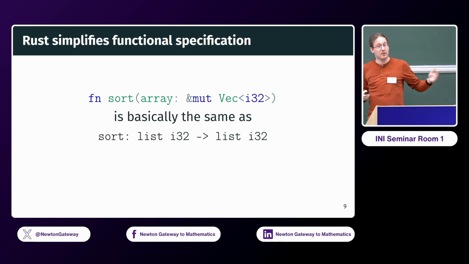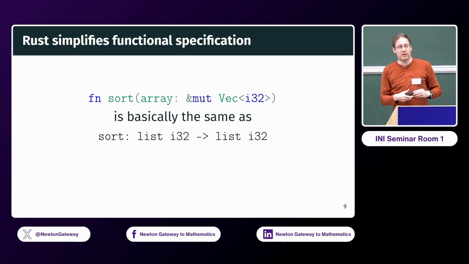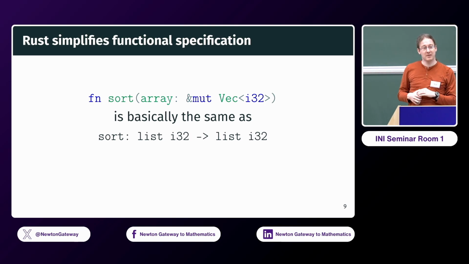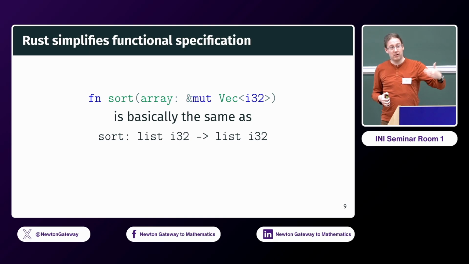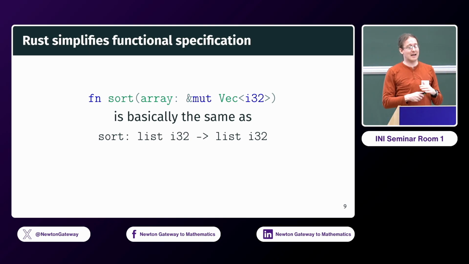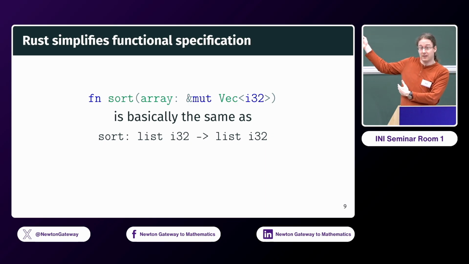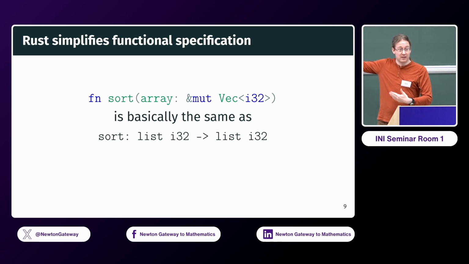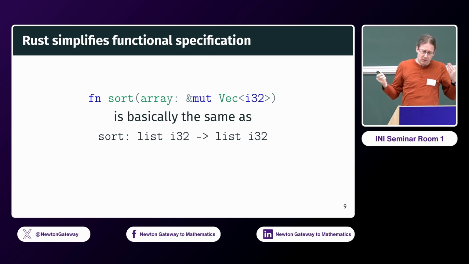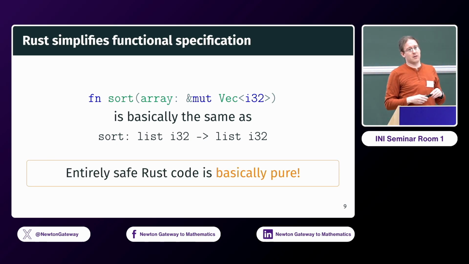If we had written this in a pure programming language, we would have written the one below. It would have been a bit less efficient because we can't do the nice in-place updates. But in terms of what we have to say about specifying this function, in terms of pre- and post-conditions or anything like that, it would be exactly the same thing. So this is despite the fact that this function is very imperative, and it has a side effect. It mutates memory in place. But logically speaking, entirely safe Rust code is basically pure code.